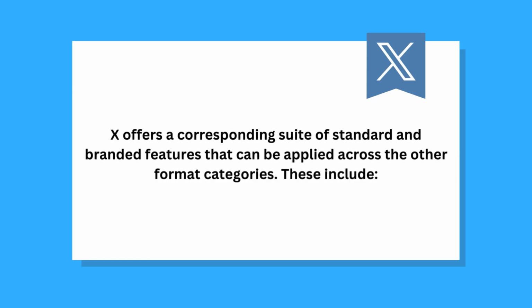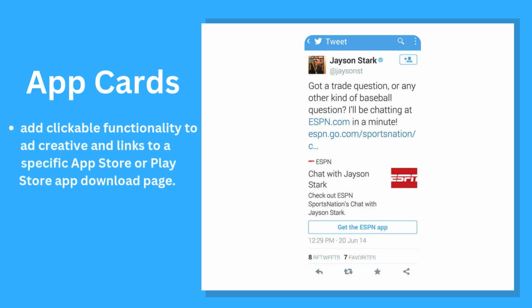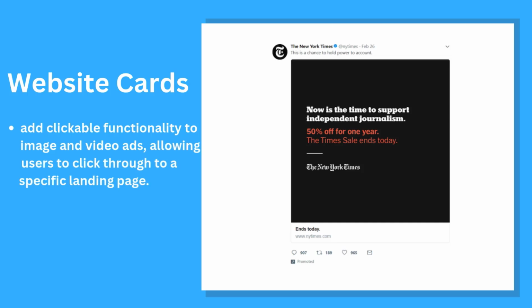X ad features. X offers a corresponding suite of standard and branded features that can be applied across the other format categories. These include app cards. Add clickable functionality to add creative and links to a specific App Store or Play Store app download page. If users already have the app downloaded, this button can also be configured to open into the specific app on mobile. Website cards. Add clickable functionality to image and video ads, allowing users to click through to a specific landing page.